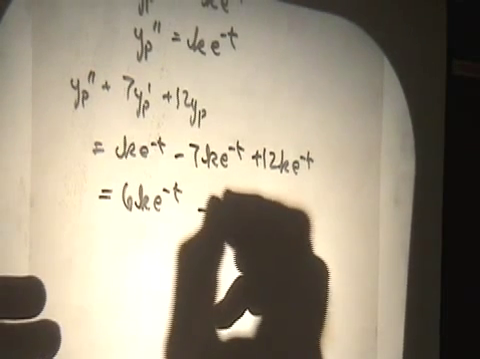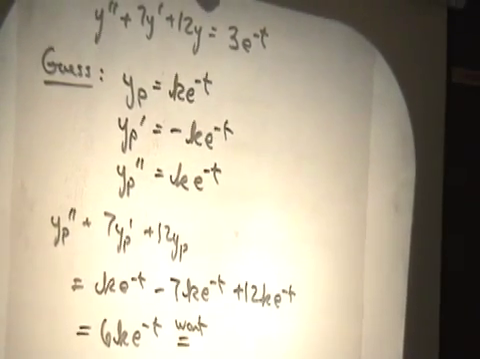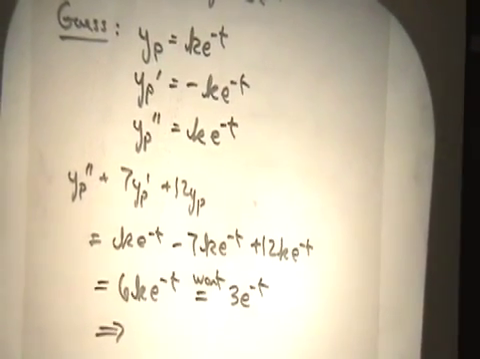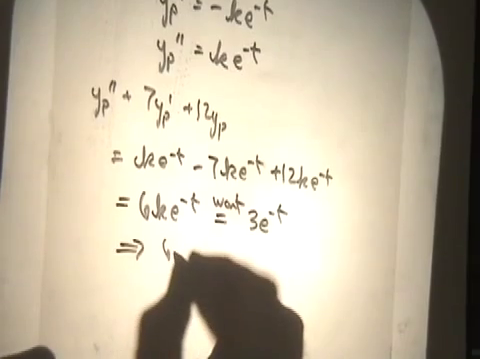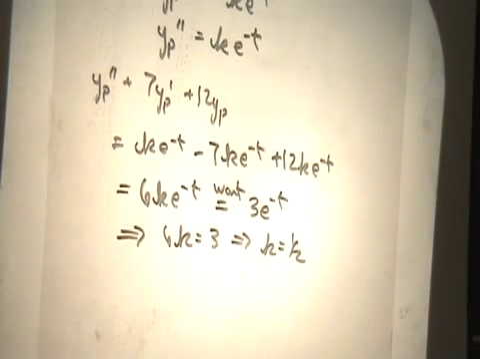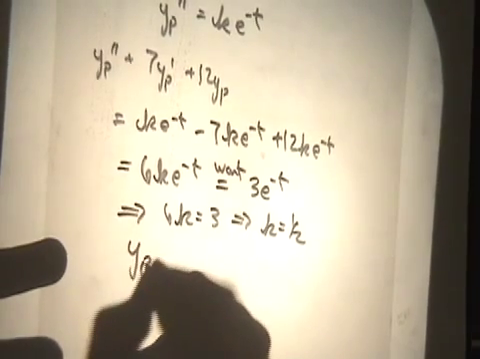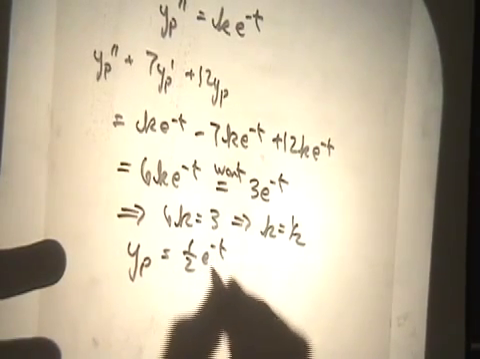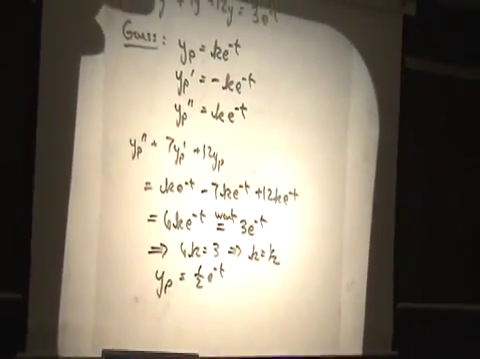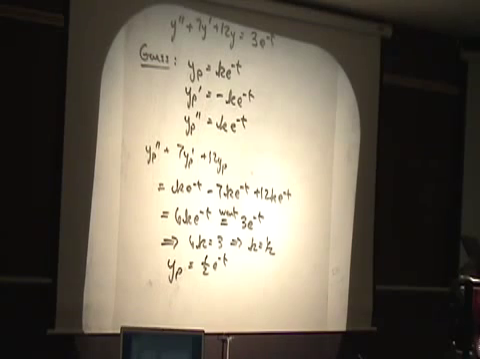I want that to equal the right-hand side of the original non-homogeneous equation, 3e to the negative t, so I'm going to set it equal to 3e to the negative t. The only way those two things are going to be equal for all values of t is if 6k equals 3, so k is 1/2. And that does work. That will make both sides equal for all values of t. So y_p equals 1/2 e to the negative t will be a particular solution, one function that solves the original non-homogeneous equation, the original forced equation. The associated homogeneous equation is sometimes called an unforced equation.